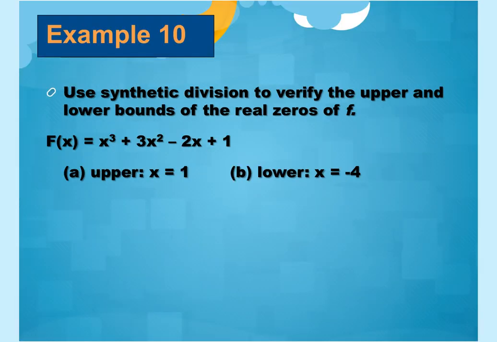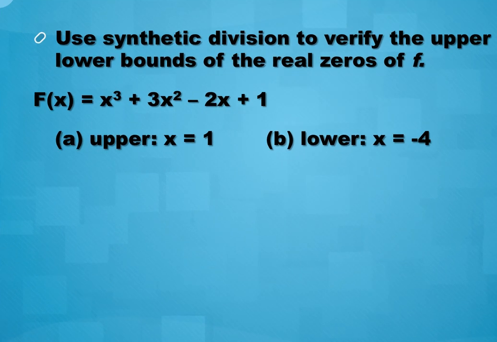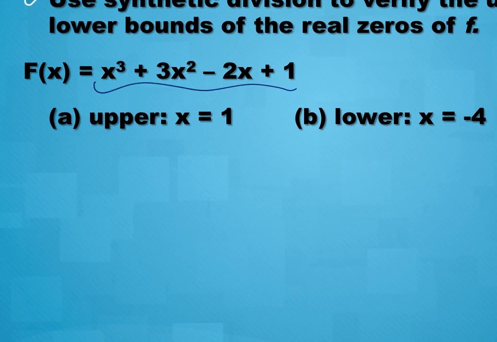So we're going to go into one. The instructions here just say use synthetic division to verify the upper and lower bounds of the real zeros, but then I'm going to talk to you about how this would help you with your bank too. So first of all, here's my function, okay? And it wants you to prove that x equals 1 would be an upper bound. So the 1 goes on the outside. I don't change the sign because it's not x plus 1. It is x equals 1.